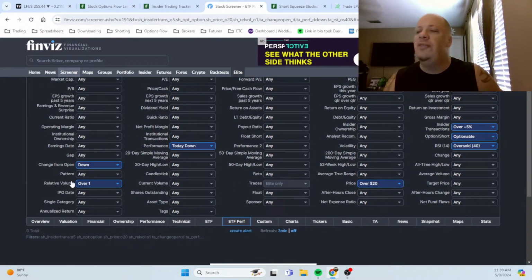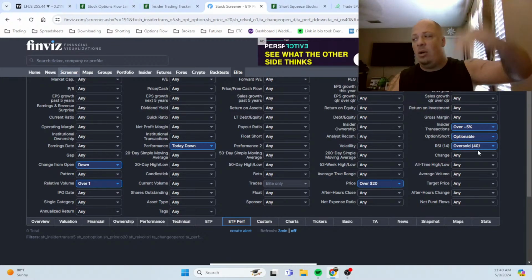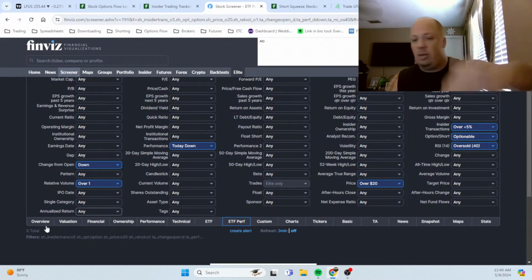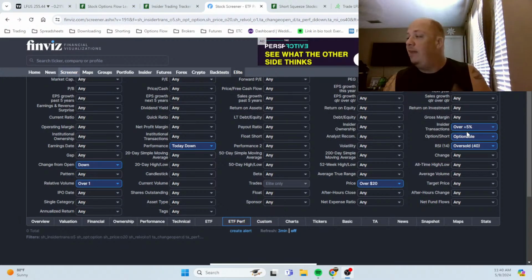All right. So what we're looking for here, guys, is volume over 1 and a price over 20. We want good volume, and we want something that's not a low cap stock. We want the change from open to be down. We want the performance to be down. We want it to be oversold. So down, down, down, oversold. Everything just says down. Ugly. However, we have this one little silver lining here that says that the insiders are starting to add positions.